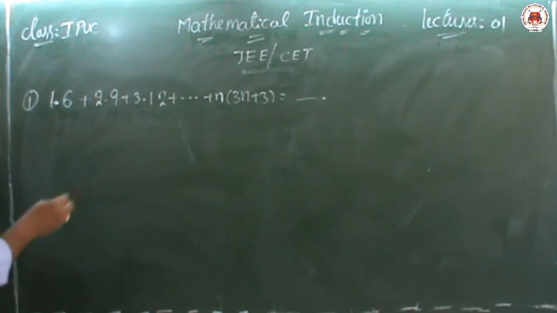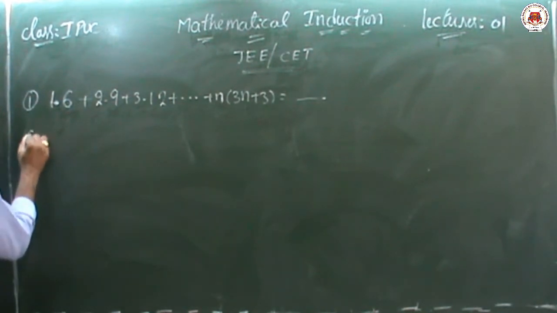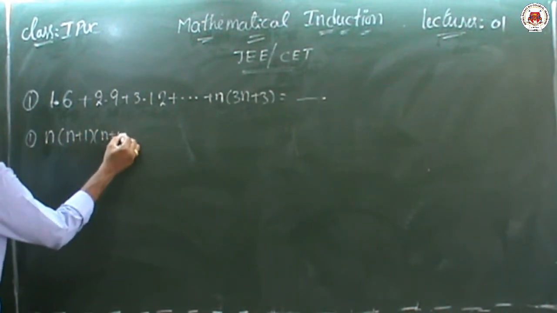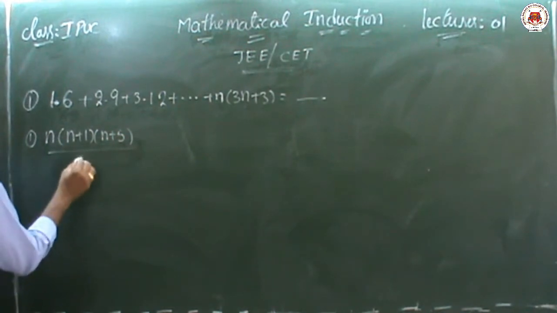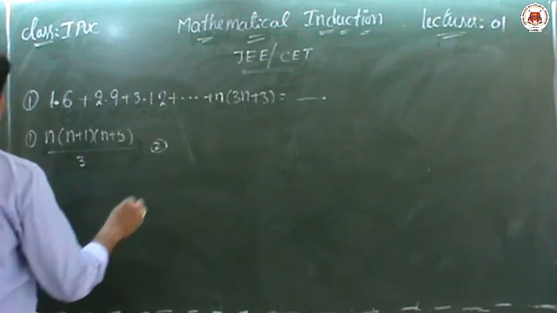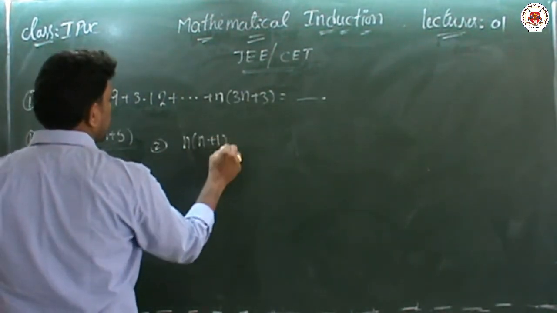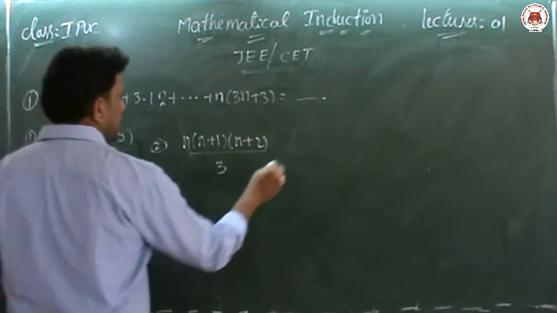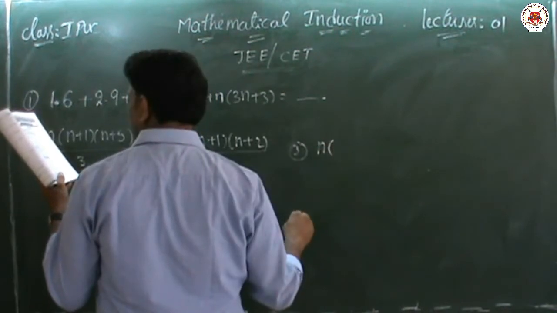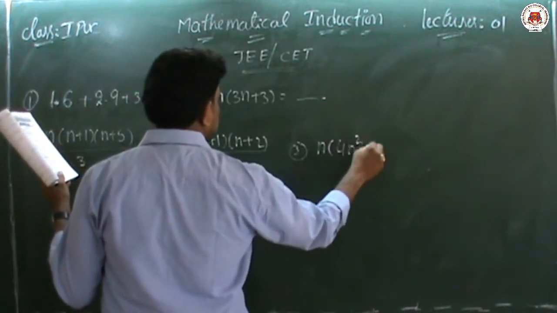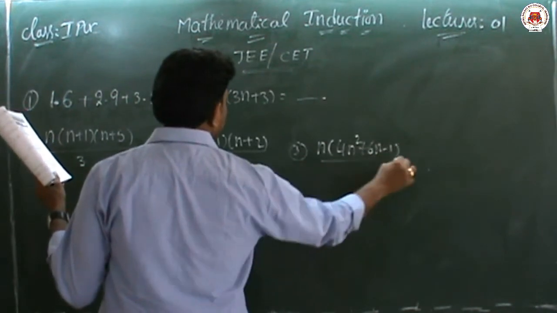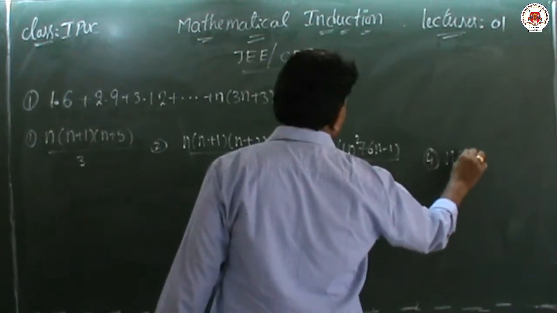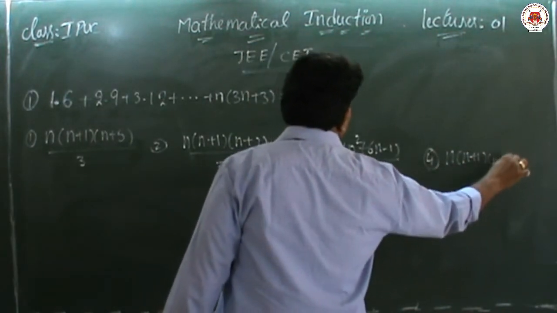So first of all, we need the options for this problem. The first option is n into n plus 1 into n plus 5 by 3. The second option is n into n plus 1 into n plus 2 by 3. The third option is n into 4n square plus 6n minus 1 by 3. And the last option is n into n plus 1 into n plus 2.